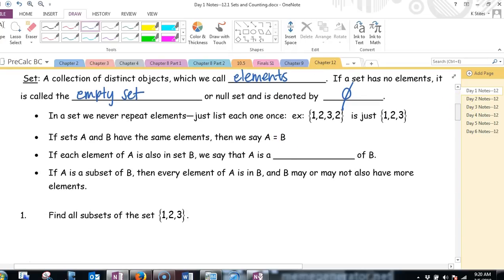If sets A and B have the same elements, we can say A and B are equal. If each element of A is also in set B, then we say that A is a subset of B, and we'll get to notation on that in a little bit. If A is a subset of B, then every element of A is in B, and B may or may not have more elements.